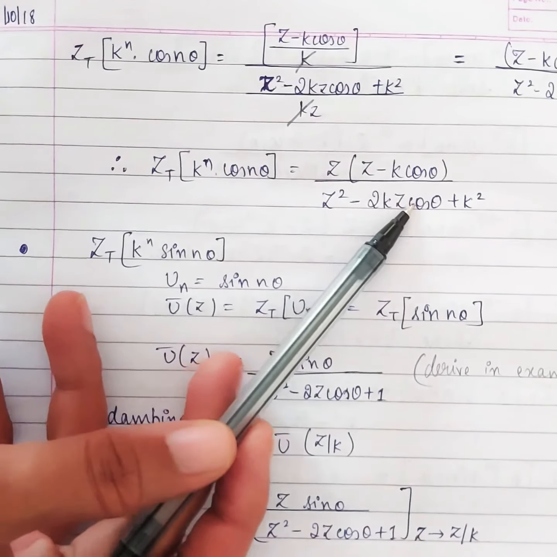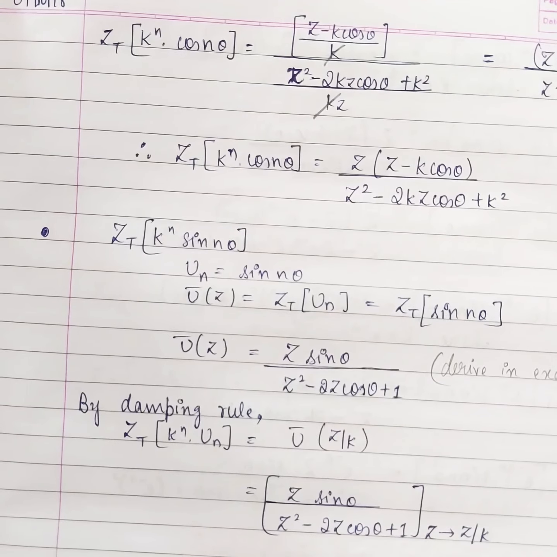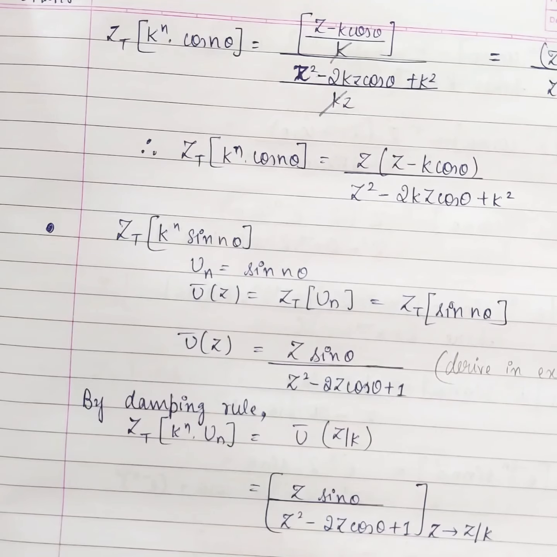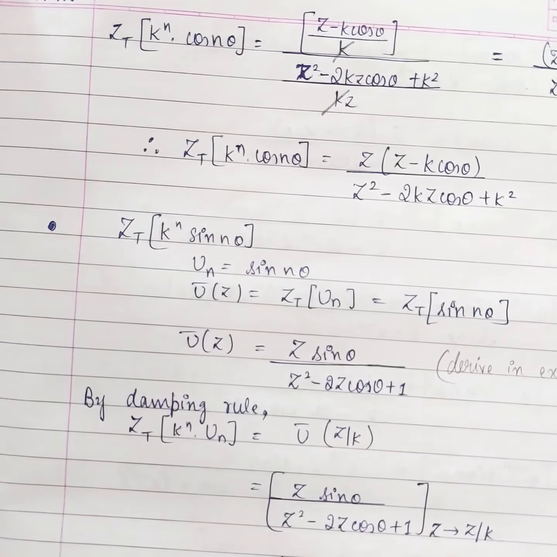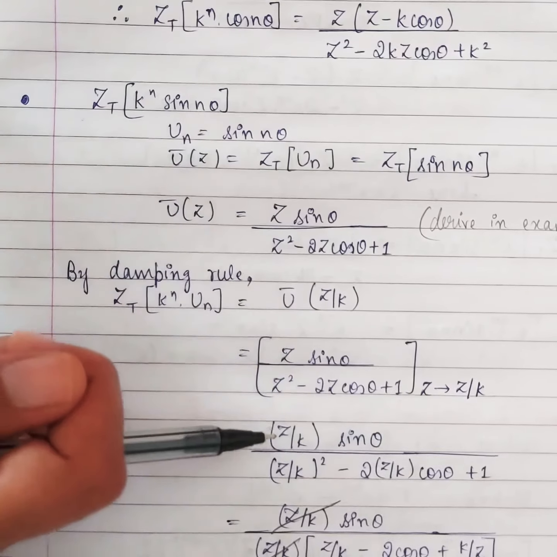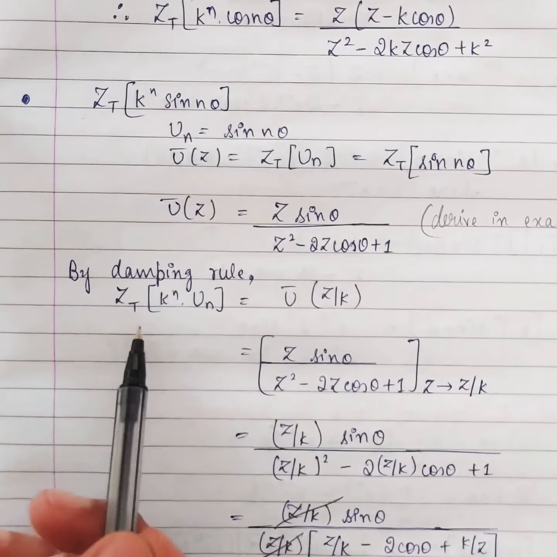Similarly, if they ask us to find the z transform of k power n sin n theta, what we are going to do? Same. We got the z transform of sin n theta already. Just replace z by z by k in that. Again I repeat, if they ask the z transform of only this in the exam for 7 marks, you have to solve the z transform of sin n theta alone and then derive this formula. This is what we have got. Then wherever z is there, replace z by z by k. That's it. By using this formula, you have to write it by using the damping rule.